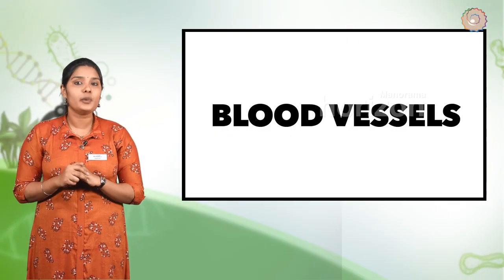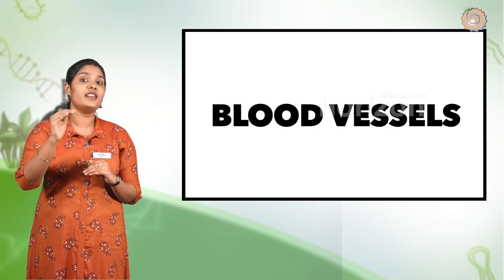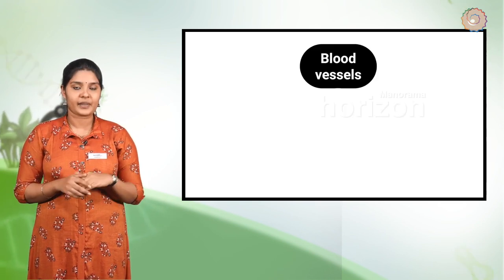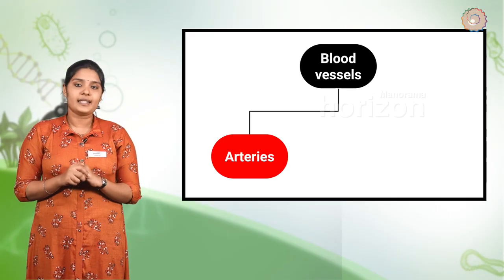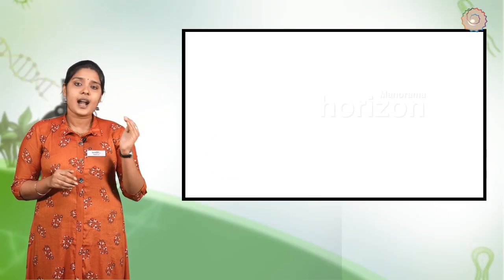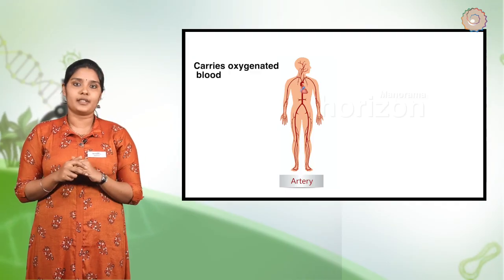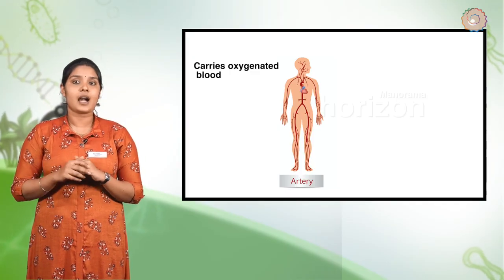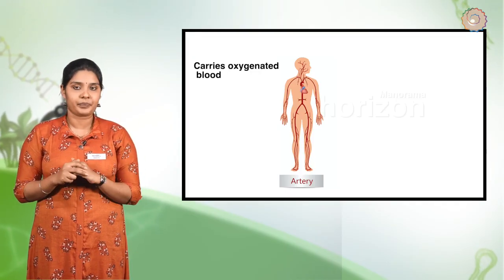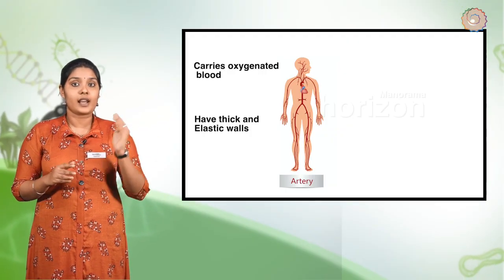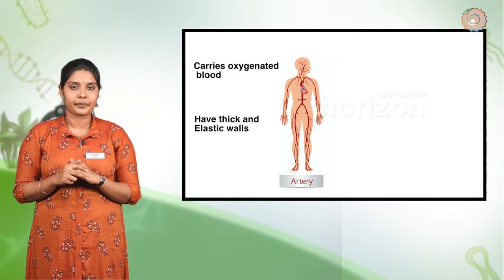Blood vessels are tube-like structures through which blood flows. There are primarily 2 types of blood vessels. They are arteries and veins. Arteries carry oxygenated blood from the heart to the other organs of the body. Blood flows in arteries at a great pressure. This is why arteries have thick and elastic walls. They are located deep below the skin.